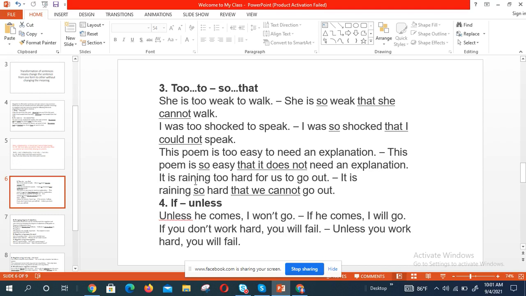In the same way, it is raining too hard for us to go out. It is raining so hard that we can't go out.